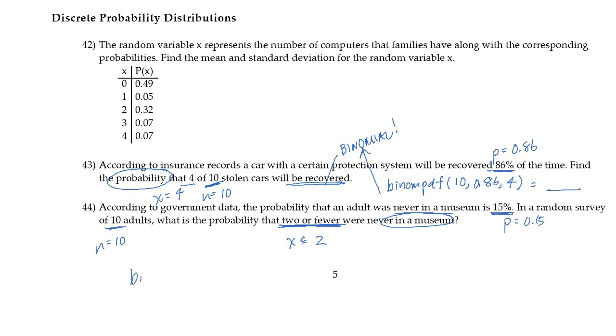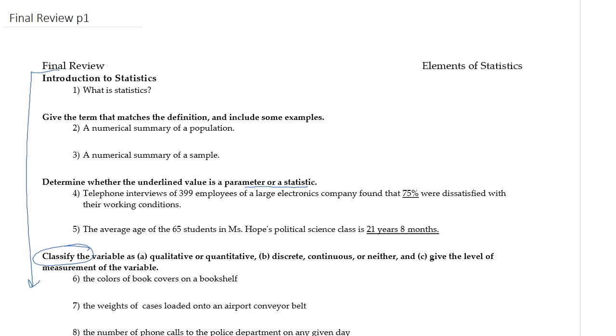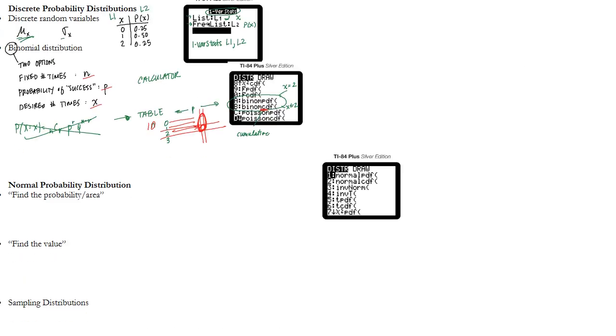That also is binomial. A fixed number of trials, a repetitive probability, and a desired outcome. So this guy is the binomial CDF, cumulative distribution function, all the way up to and including 2. Sample size 10, probability of success 0.15, up to 2. That will spit out the probability there. So that's one main difference between the PDF and the CDF. Let's go back to our list.